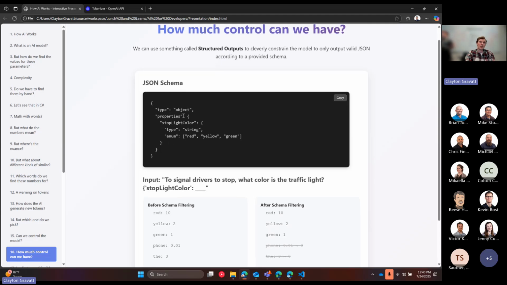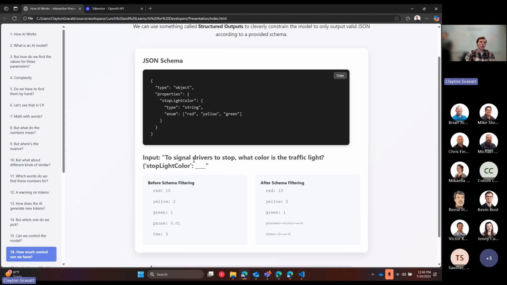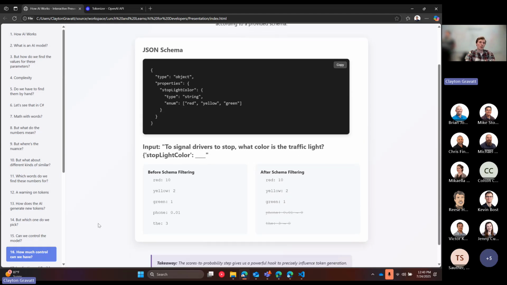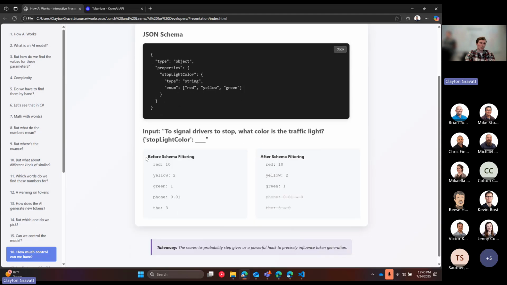Let's say we have our object of a stoplight color that's backed by an enum that it can only be red, yellow, or green. And we give our model some input to signal drivers to stop. What color is the traffic light? And we have the start of our stoplight color object here, and we're asking it to predict this token. Well, based on what we know so far, the model will generate some scores associated with all the tokens it knows, and there's 20,000 other tokens underneath this. And we see that it'll probably, hopefully pick red, but it might start writing a sentence for us instead, like, oh, the signal color is that. Right now, there's a chance that it won't pick one of these things that we like.